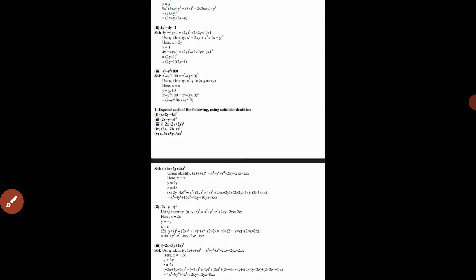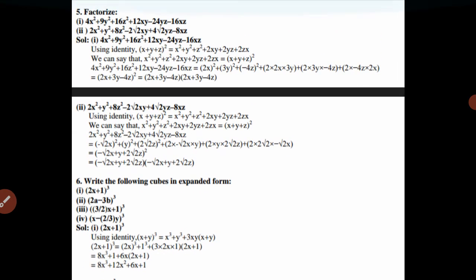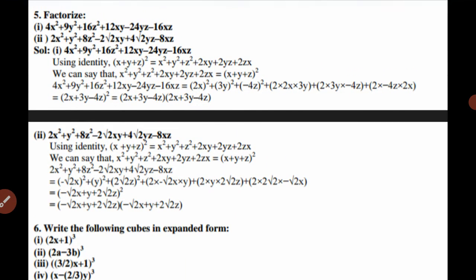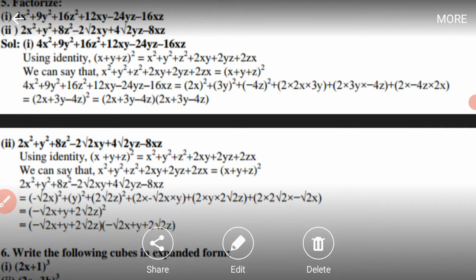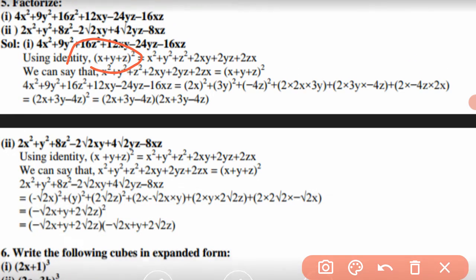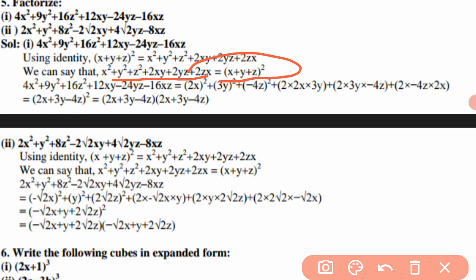Now after this, see the next question, question number 5. Here factorize 4x² + 9y² + 16z² + 12xy − 24yz − 16xz. So in this first part you can use the same identity, that is (x + y + z)² equals x² + y² + z² + 2xy + 2yz + 2zx. Now by using this identity, x² + y² + z² + 2xy + 2yz + 2zx equals (x + y + z)².